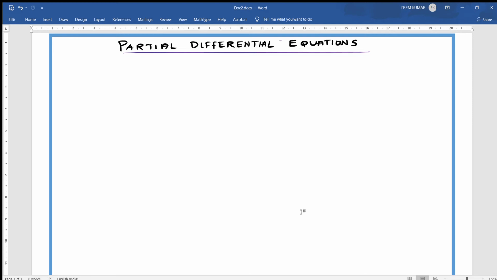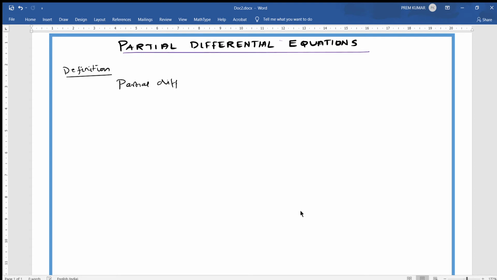First, we will see what is the basic definition of a partial differential equation. The definition first. What is the definition of a partial differential equation? Partial differential equations are those which involve one or more partial derivatives.